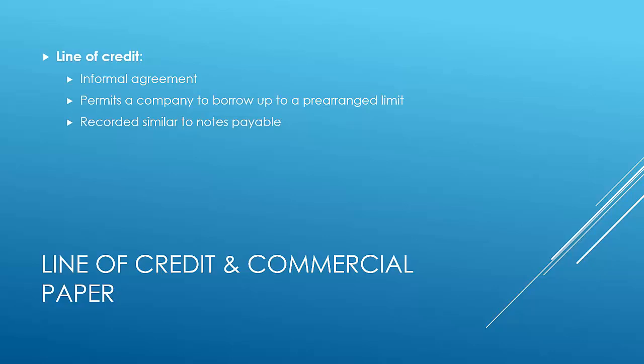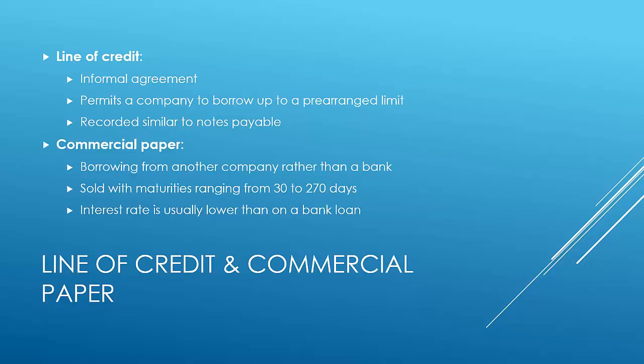So sometimes we have lines of credit for a prearranged amount, and it just is less paperwork and still allows us access to cash. And other times, if a company borrows from another company, then that's referred to as commercial paper. So it's the same as a notes payable. It's recorded the same way, only this time it's from one company to another as opposed to the company borrowing money from the bank. And that's called commercial paper.